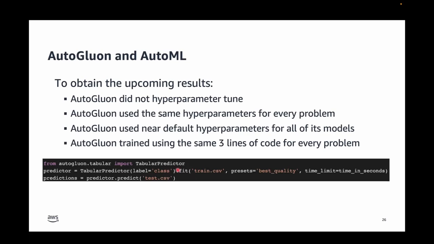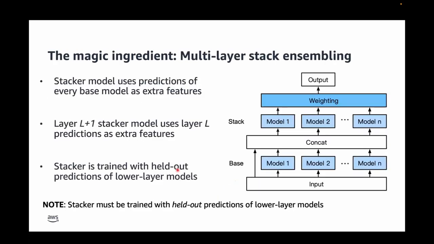You create the predictor object, and this is your whole specification of the machine learning task that you want to solve. Yes? Can you display the slide about stacking? Sure, this one? Yeah, this one. I have a question. What's the intermediate prediction? The second layer, what's the prediction of the second layer? Is it the signature, the output?